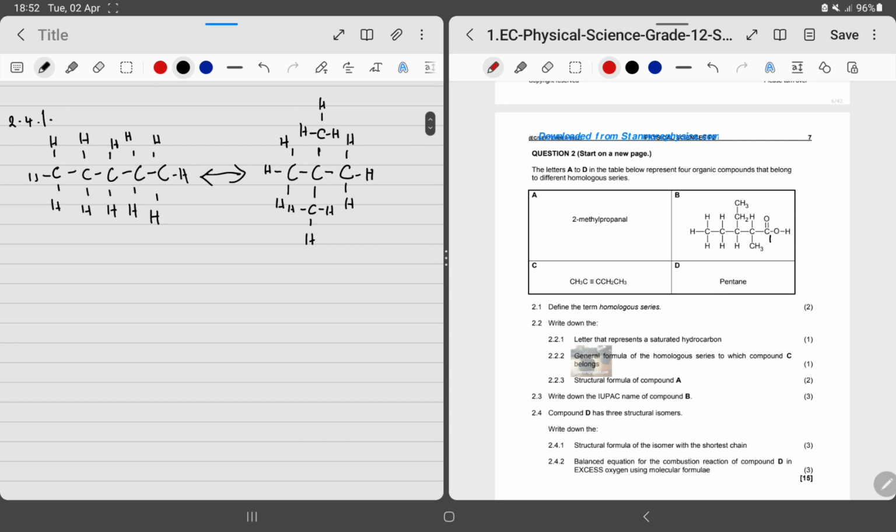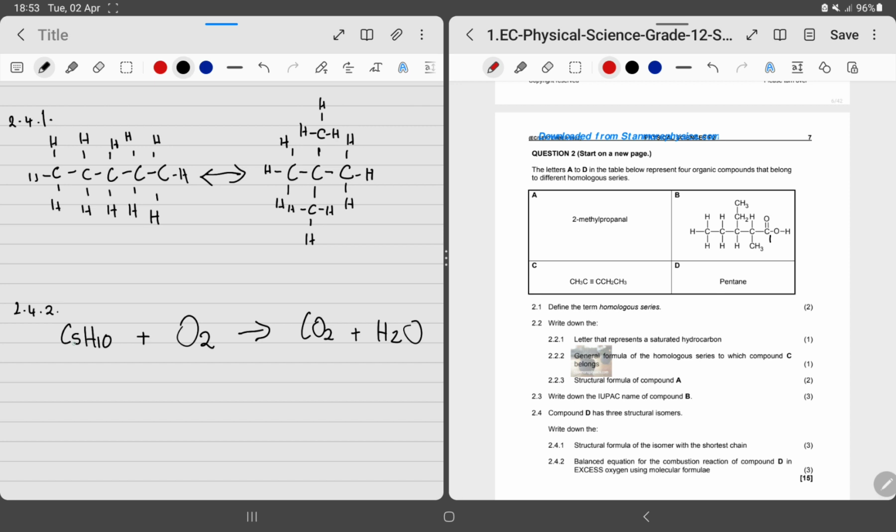Then I'll have 2 methyl groups there. Okay. And then 2.4.2. I should write down the balanced equation for the combustion reaction of compound D in excess oxygen using molecular formulae. That's pentane, so it is C5H10. Combustion reaction means that I'm reacting that with oxygen, and they told me that the oxygen is in excess, so it is a complete combustion. The product for a combustion reaction is going to be carbon dioxide and water.